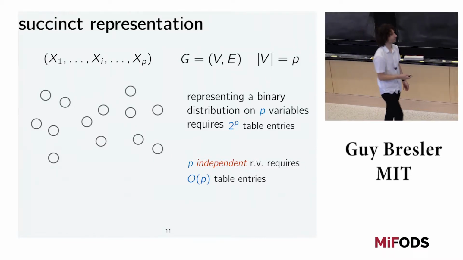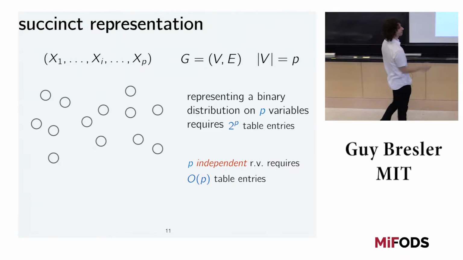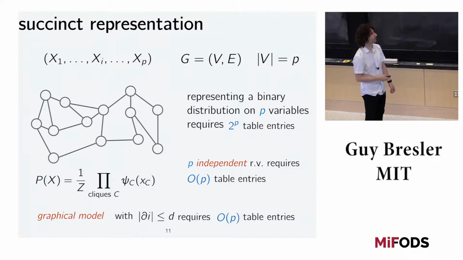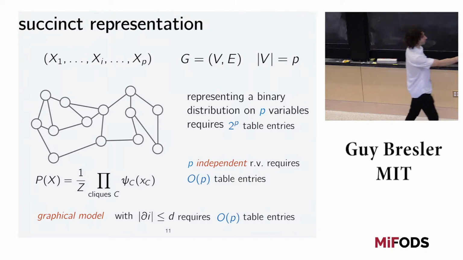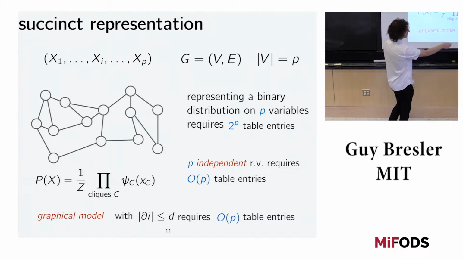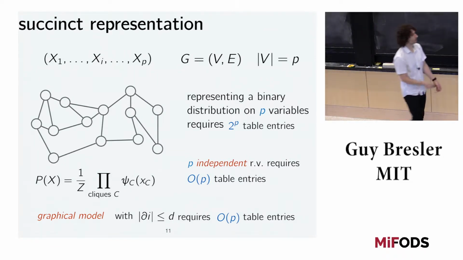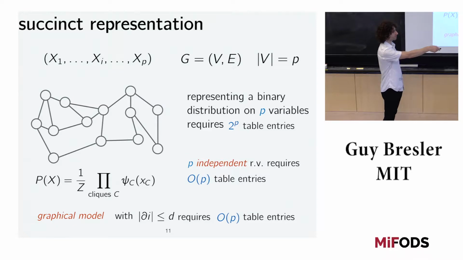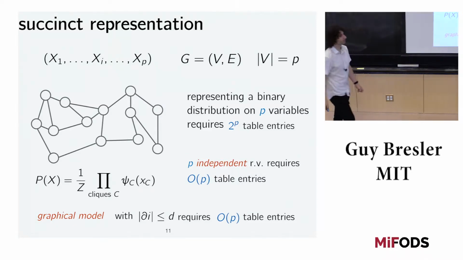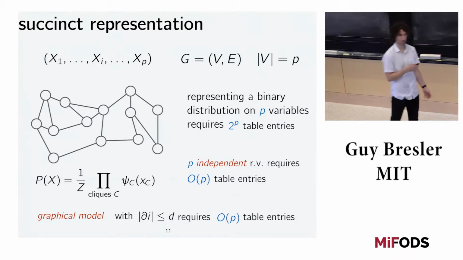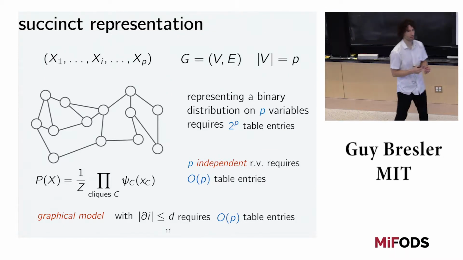And so then it's very easy to represent the joint distribution. It's just p table entries. And if we have a graphical model with the maximum degree bounded by d, so you have this sort of sparsity in the graph structure, then it's a nice but very easy exercise for you to check that, again, it's linear in p number of table entries. So you inherit the efficiency of representation that one has in the independent case.